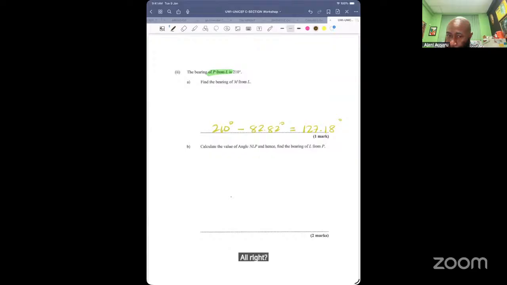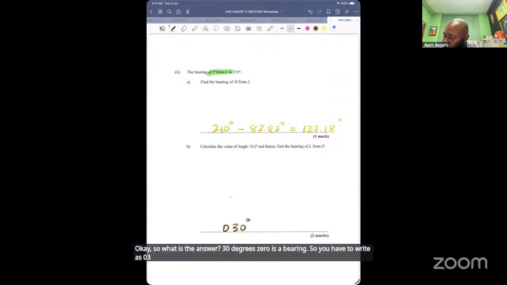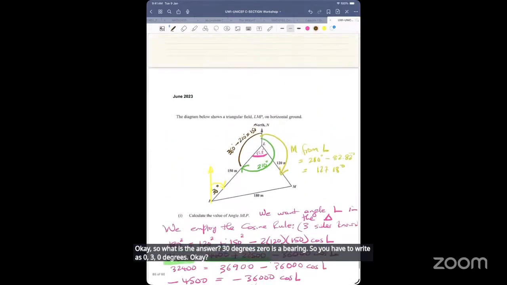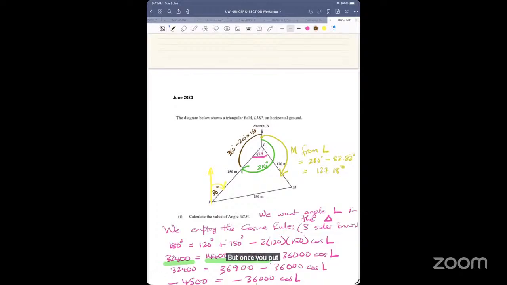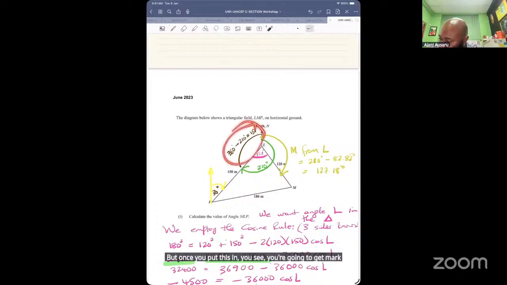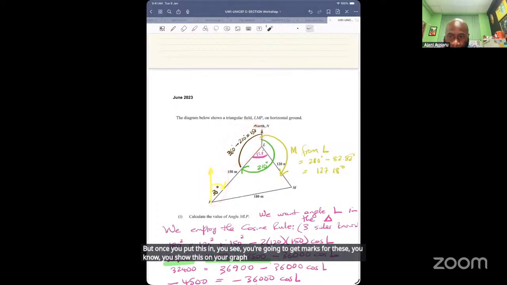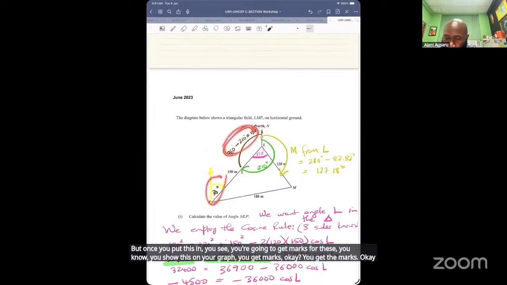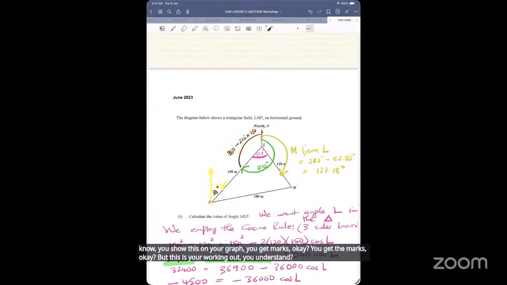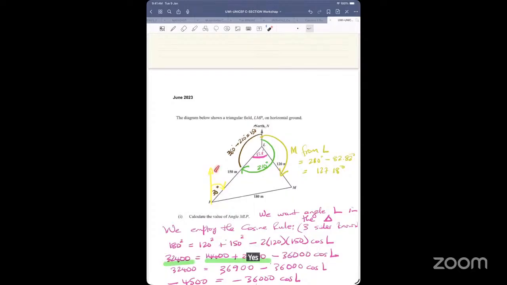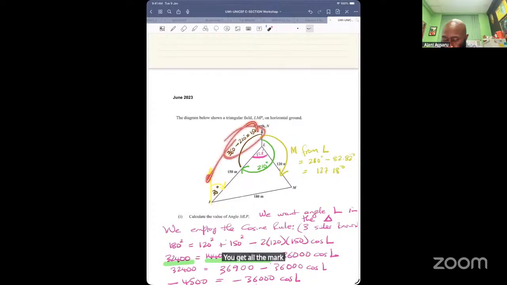Okay. So what is the answer? 30 degrees. A bearing is written with 0, so you have to write 030 degrees. Once you put these in, you're going to get marks for these. You show this on your graph, you get marks, okay? Because this is your working out. You understand? Yes, sir. Once I see this, I'm going to mark you and you're going to get all the marks, okay?